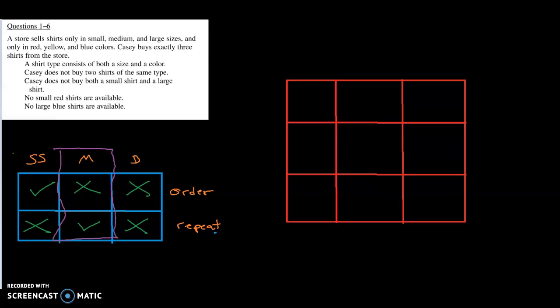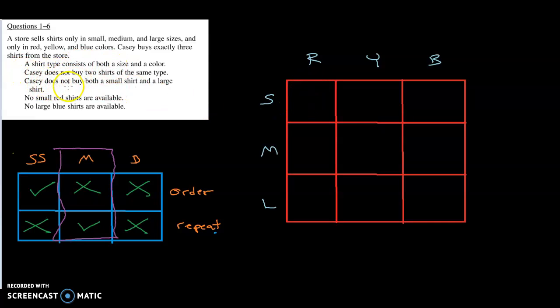All right, now what I did here is set up this grid to indicate the information that we are given, right? The shirts, small, medium, and large sizes, and these different colors. So let's do this for a minute here. I'm going to say that this stands for small, medium, and large. That's the sizes. And then here are the colors. We've got red, yellow, and blue. And then we have to buy exactly 3. And then it looks like this rule states here, Casey does not buy 2 shirts of the same type. So that means once I've bought a shirt in whatever this is, like small red, I can't do it twice, right? So no repeats in that sense.